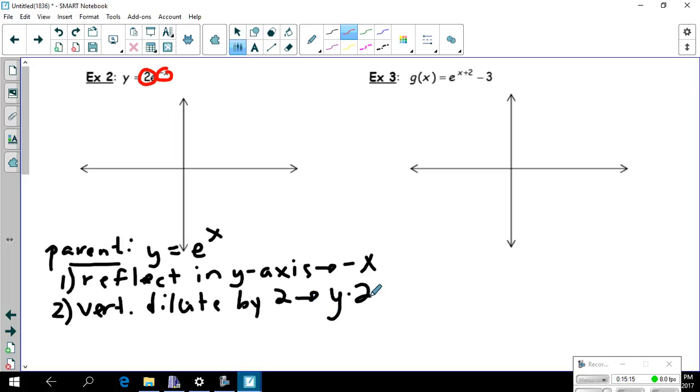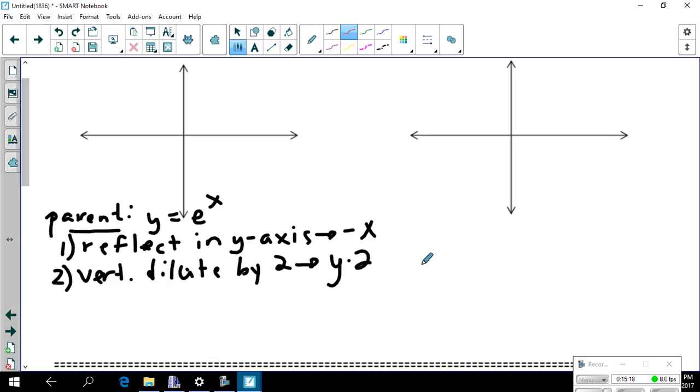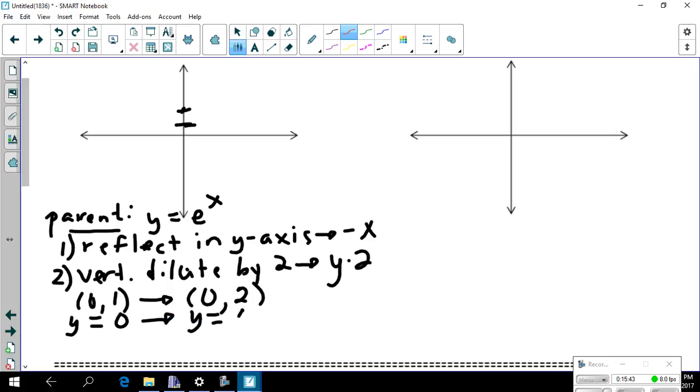And that means we multiply all of our y values by 2. Okay, so if I use my parent function, I started with y-intercept of 0, 1. Once I negate the x and multiply the y's by 2, negative 0 is still 0. 1 times 2 is 2. So now this is my new point. I started with an asymptote of y equals 0. And when I negate x, that doesn't affect it. And 0 times 2 is still 0. So I've still got y equals 0. And my accuracy point, which was 1, e, negate the x, becomes negative 1. Multiply y by 2. So now it's 2e.